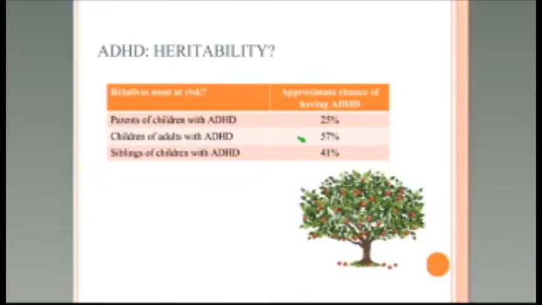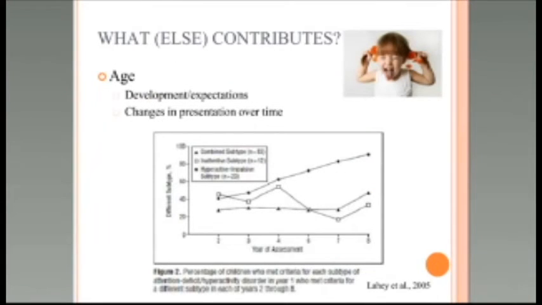Another issue to think about with ADHD is heritability. This is a highly genetic condition. You can see a variety of numbers on the slide, but ultimately parents, children, and siblings have an increased risk over typically developing individuals from families where there's not a family history of ADHD. Another thing that contributes to ADHD is age and expectations in development over time. In particular, we know that older adolescents are less active, generally speaking, than 5-year-olds. So there's a change in presentation over time in terms of what individuals look like.